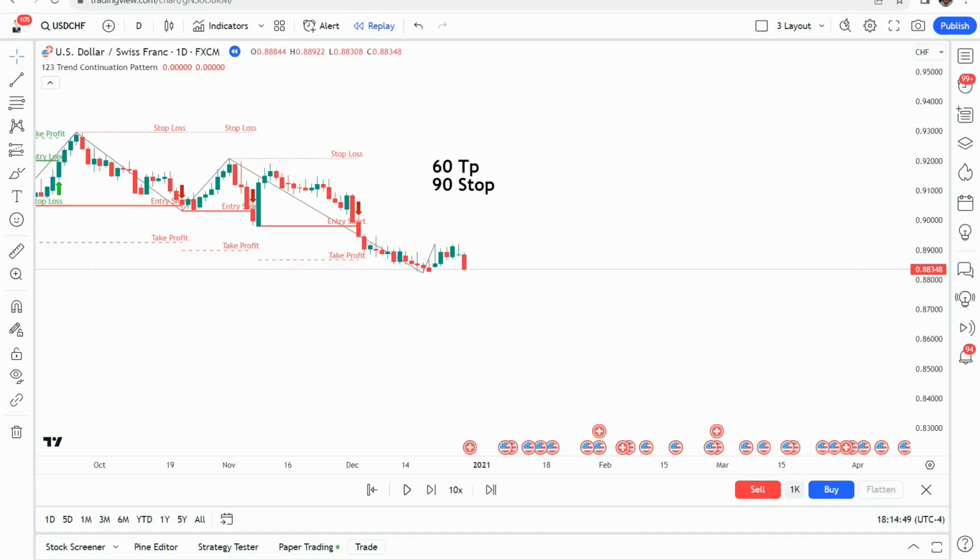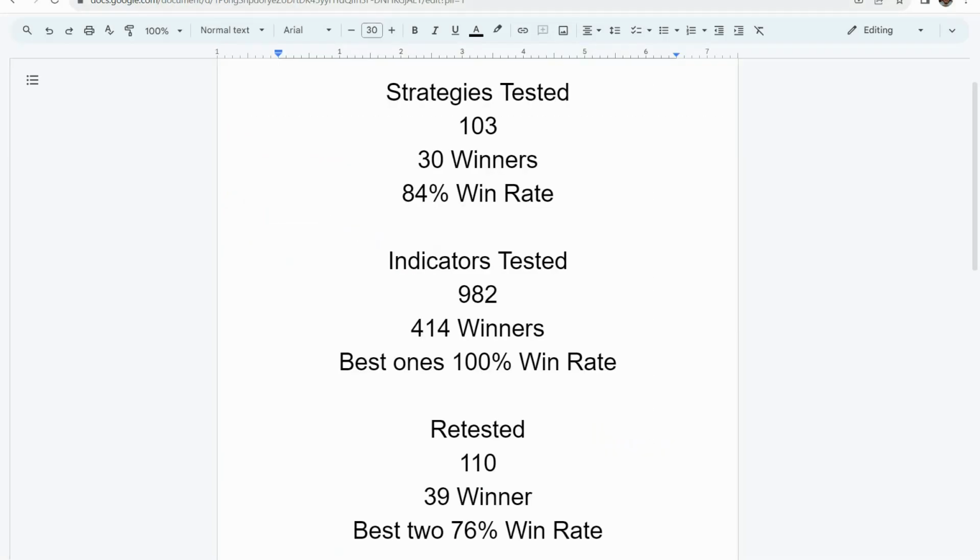Alright, as I said, today we will be testing the 1, 2, 3 trend continuation pattern indicator. Before we do though, I wanted to put the testing scoreboard up for everyone to see. So to date, we have tested a total of 103 different strategies, with 30 of them being winners. The best one so far we're able to achieve an 84% win rate. That is the Academy of Forex indicator with the Z-score probability indicator.